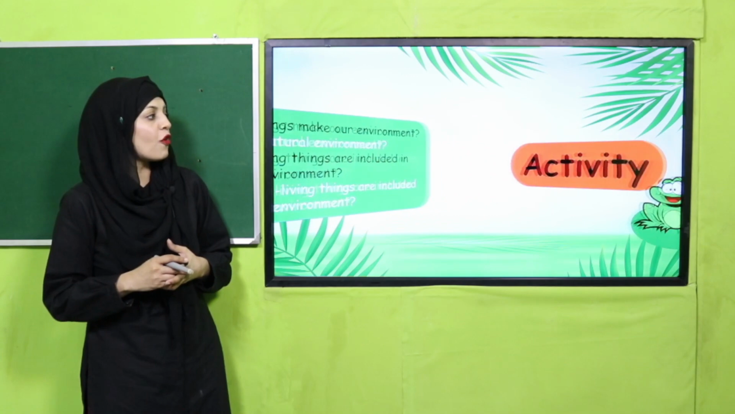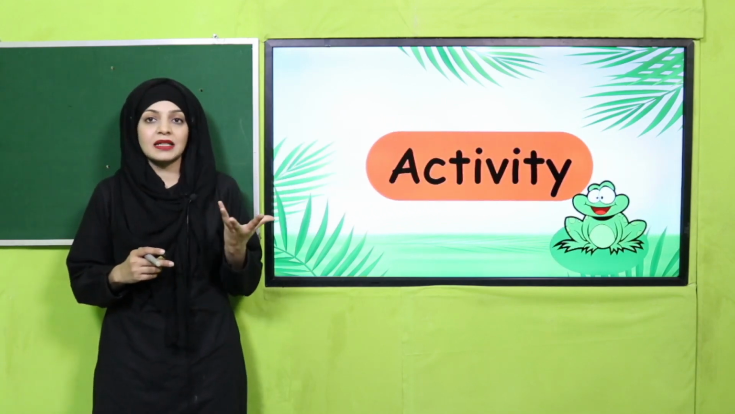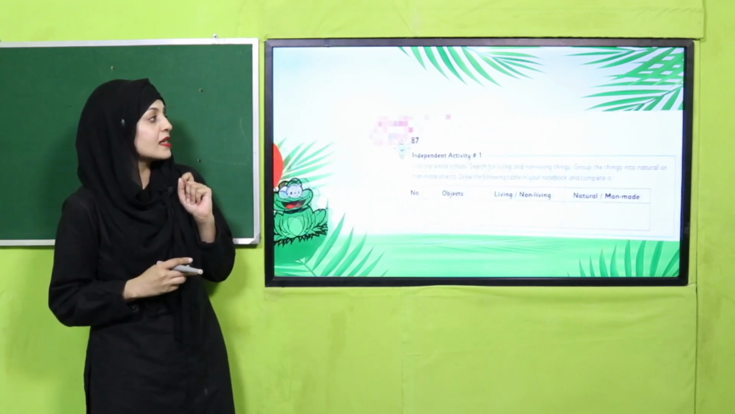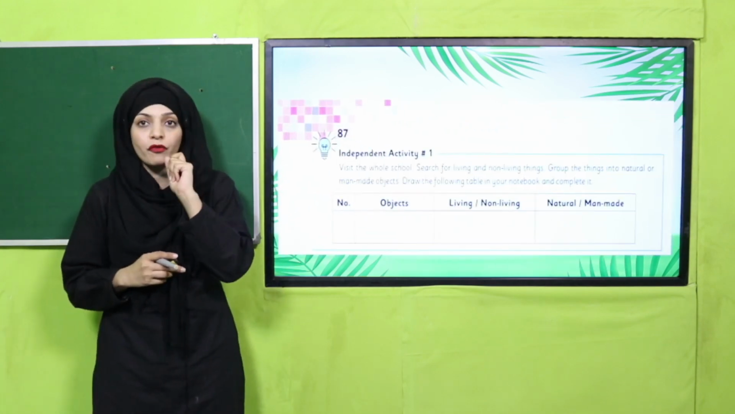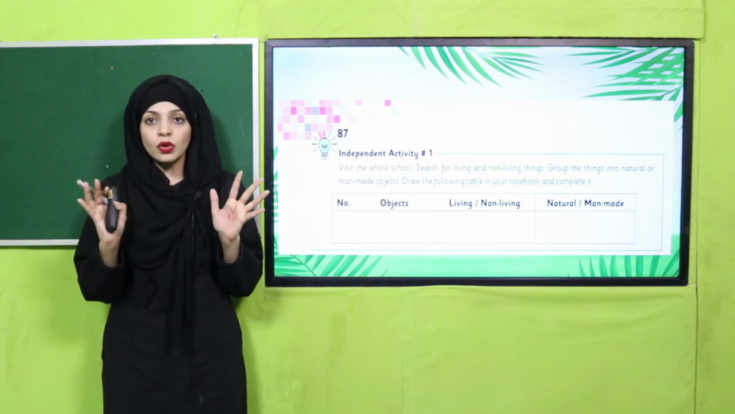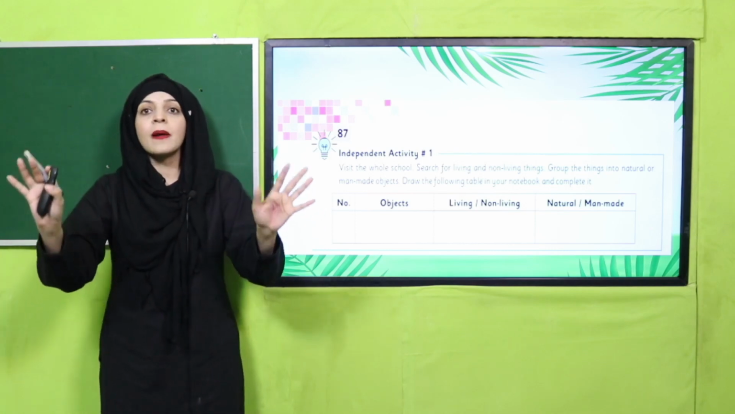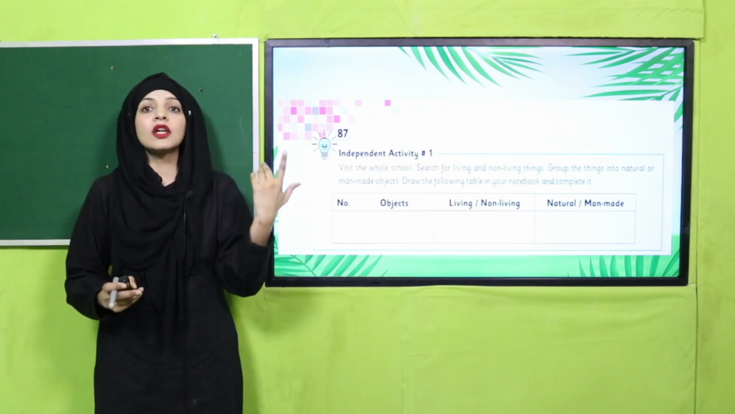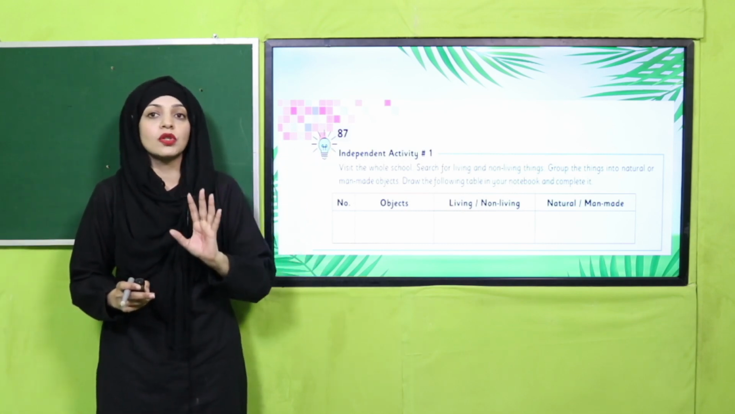Now let's move forward, my dear students, towards an activity. Now we will start lesson number 2 with an activity which is given on page number 87 of your books. It is an independent activity. Let me tell the teachers first that they have to divide the students into the groups and then the groups will move around the school.